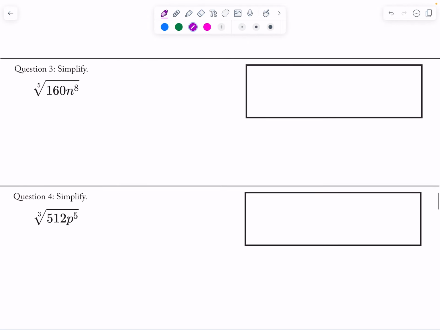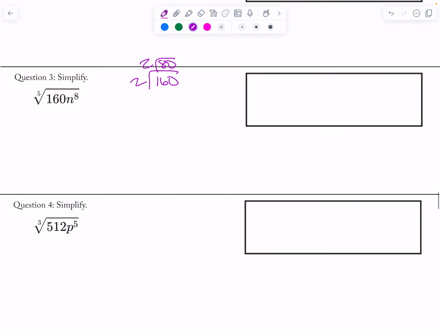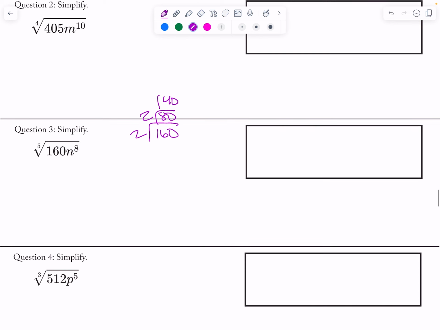Okay, so 160 is divisible by 2. So that is 80. Divisible by 2 is 40. Divisible by 2 is 20. Divisible by 2 is 10. Divisible by 2 is 5. So there's 1, 2, 3, 4, 5. 5 2's and a 5 that can't go anywhere.